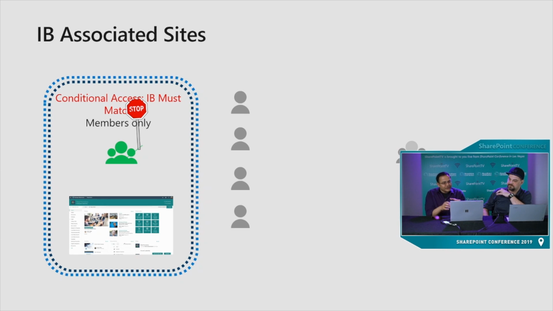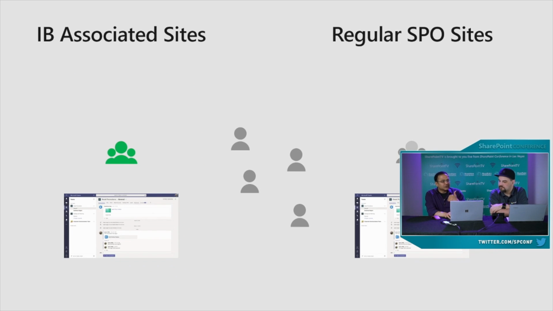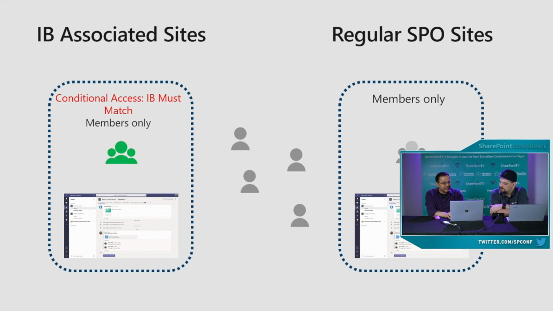So you see, even within the organization, especially for highly regulated industries, you need this barrier to be established. That's exactly one of our roadmap items that we are looking ahead to, so that you can have regular SPO sites as well as IB associated sites in your enterprise corpus. Nice. So it allows you to achieve the regulations that you have to obey.